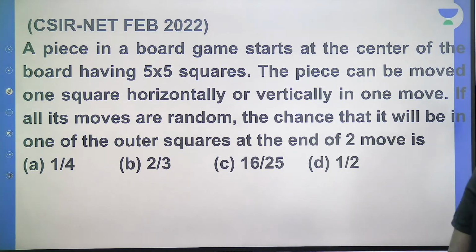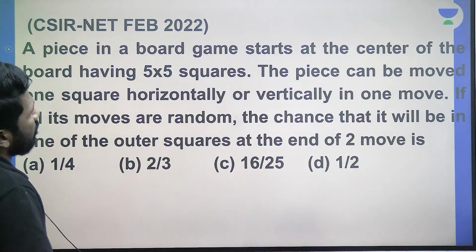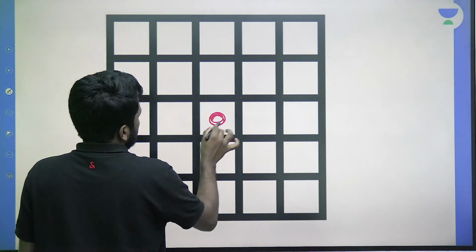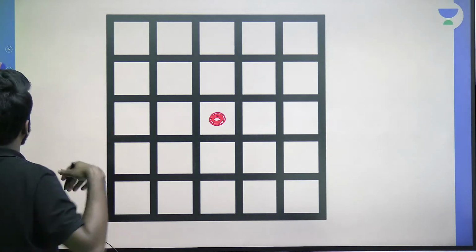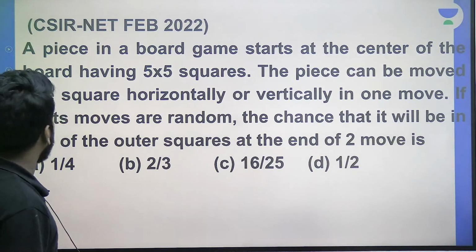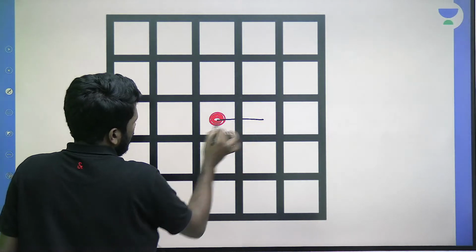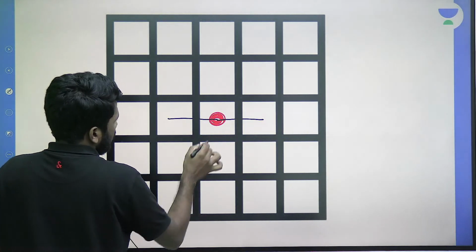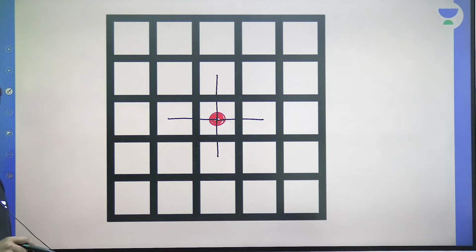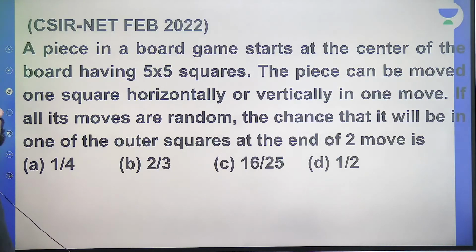So I'll explain. A piece in a board game starts at the center of the board having 5 by 5 squares like this. From here we need to start. Center of the square, 5 rows, 5 columns. The piece can be moved 1 square horizontally or vertically in one move. So one move is defined like this. Horizontal one movement, this is okay. This is also horizontal one movement. This is vertical movement, okay. This is vertical movement, that is also okay. Diagonal movement is not okay. So 4 possibilities like that.